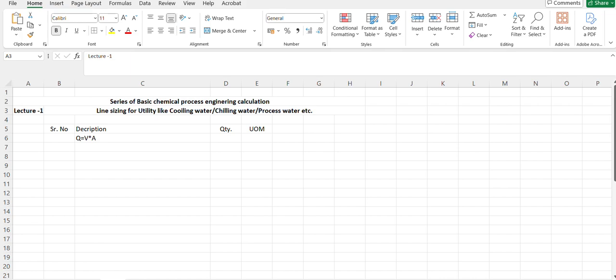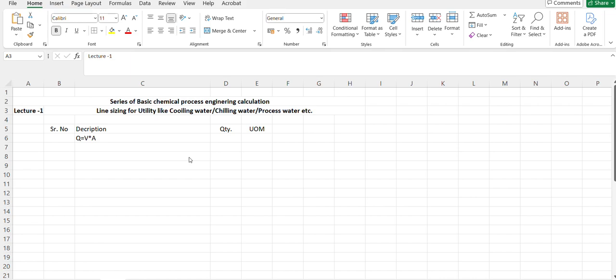Today we'll start with the basic calculations for line sizing for the utilities or liquids like cooling water, chilled water, process water or any liquid. So basically line sizing is done with the simple formula which is Q is equal to V into A, where Q is the volumetric flow rate, V is the velocity of liquid and A is the area of that pipe.